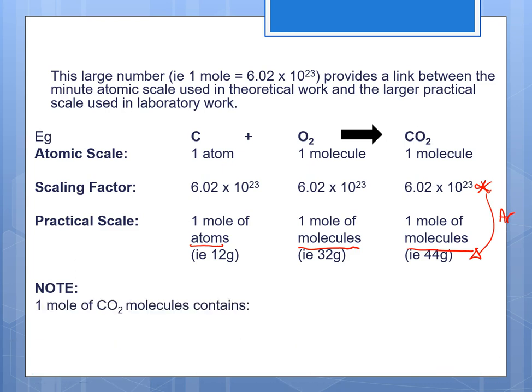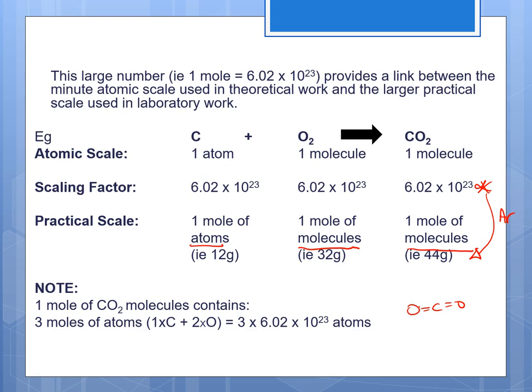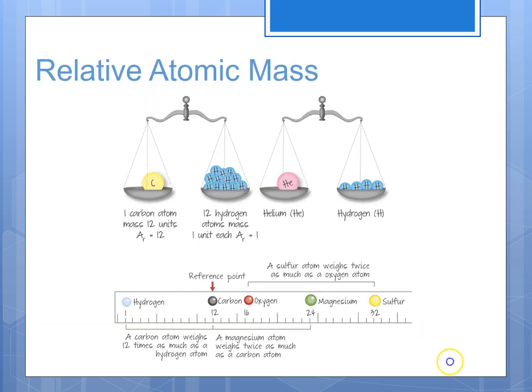So 1 mole of carbon dioxide molecules will of course contain 3 mole of atoms because it's made up of 3 different atoms. It's made up of 2 oxygen atoms and 1 carbon atom. So for each mole of this, it's made up of 3 parts. I will have 3 mole of atoms.